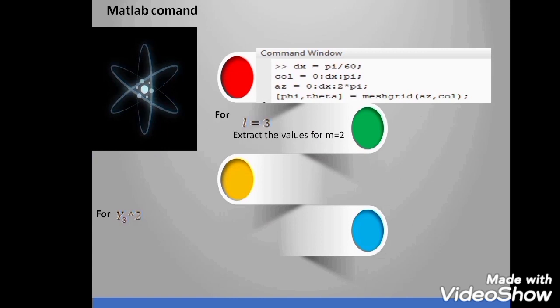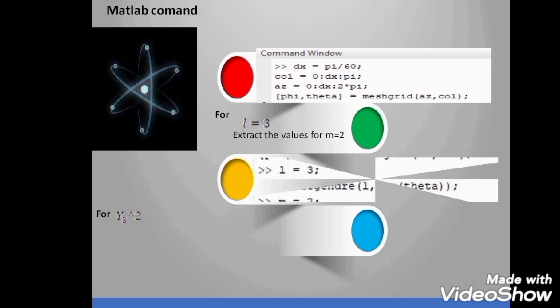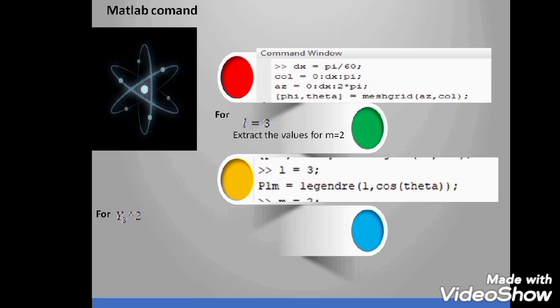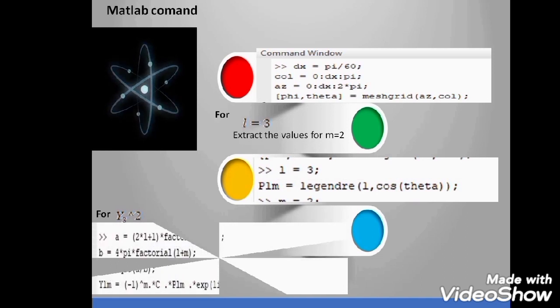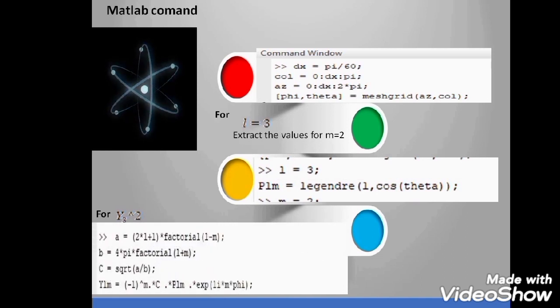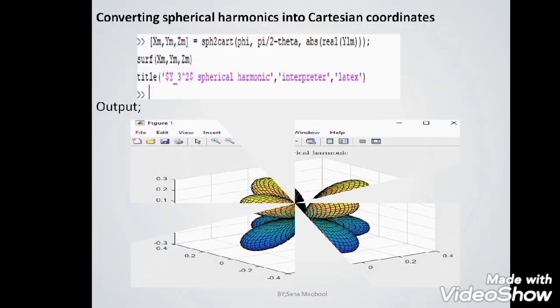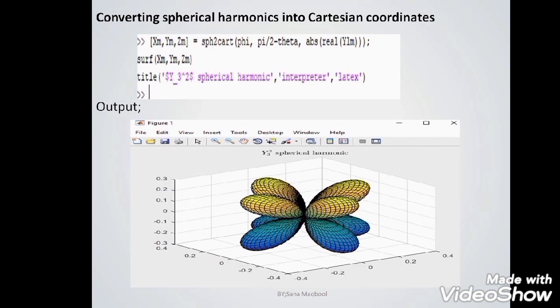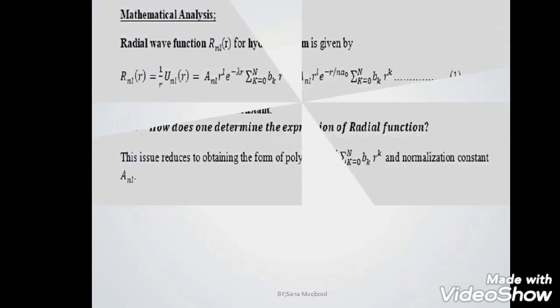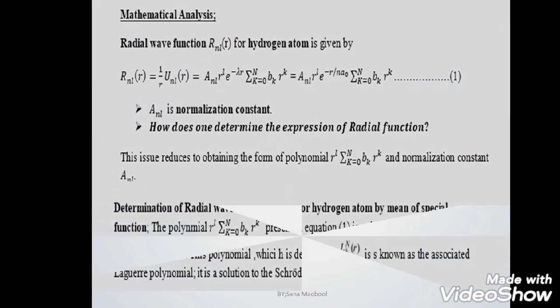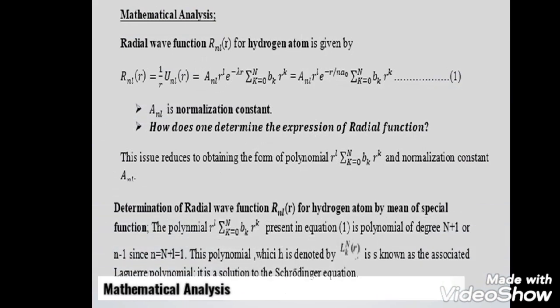When L is equal to 3, then in that case our required MATLAB commands are this one, and for spherical harmonics we have got these MATLAB commands, and after converting all the spherical harmonics into Cartesian coordinates, we will get this output. And now let us consider the mathematical analysis for the radial wave function for the hydrogen atom.